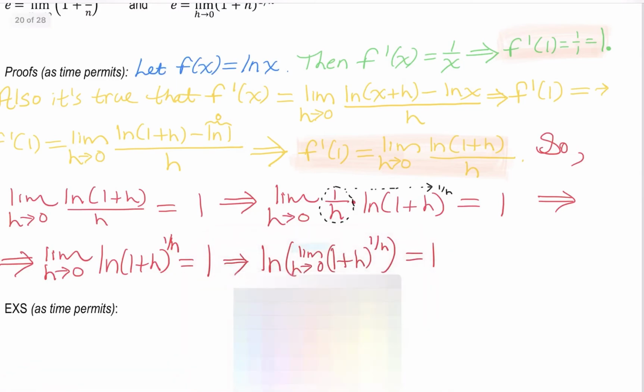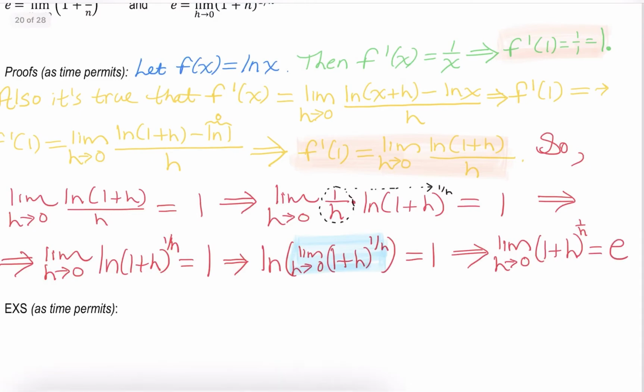So natural log of something is equal to 1. Well, what do you know that has to be? Natural log of what is equal to 1? e. So this implies that the limit as h goes to 0 of (1 plus h) raised to the 1 over h has to equal e.